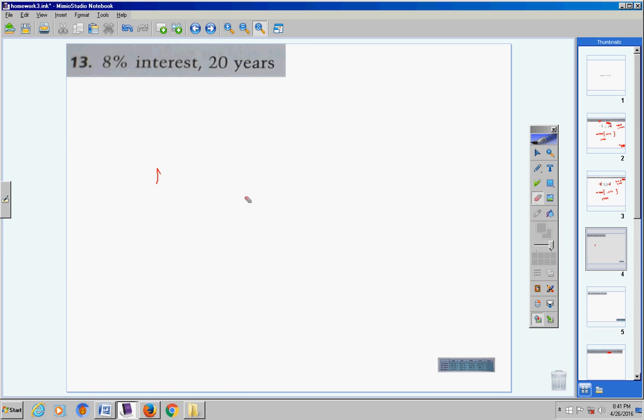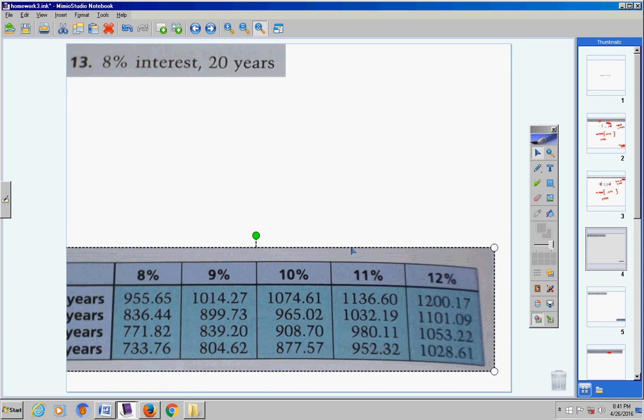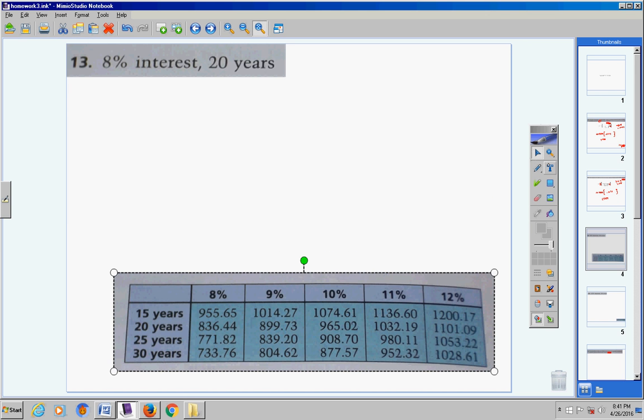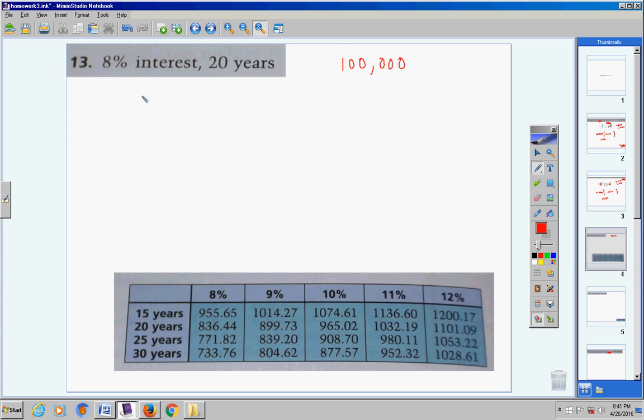But in these two problems, 13 and 15, you don't have to find the monthly payment because, look, they do it for you right here. So that's a really big help. If you look at the directions, it's a $100,000 loan at 8% interest for 20 years. There's your monthly payment right there.